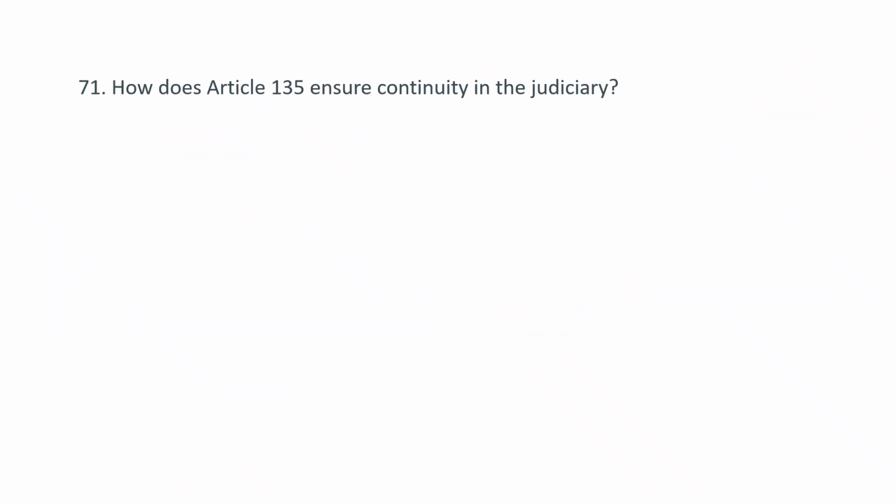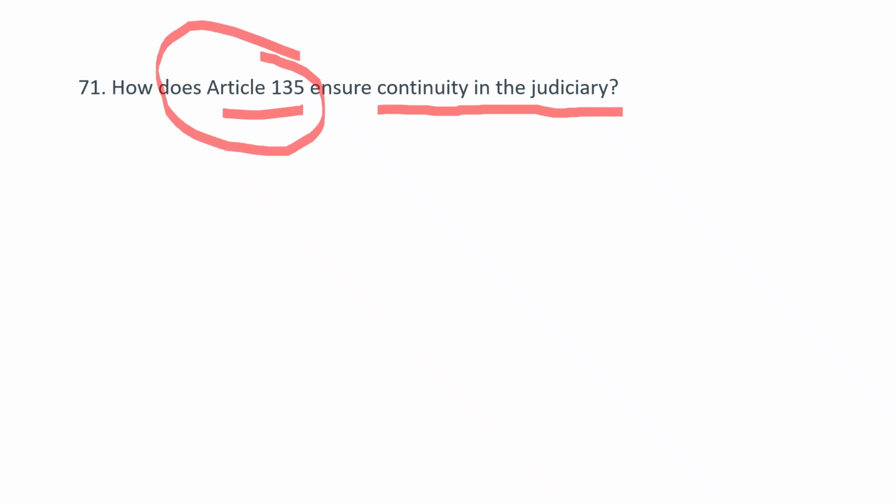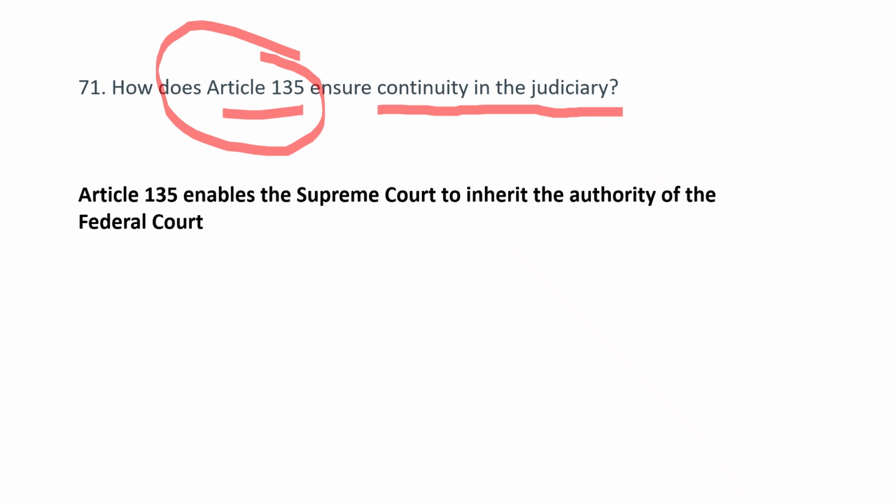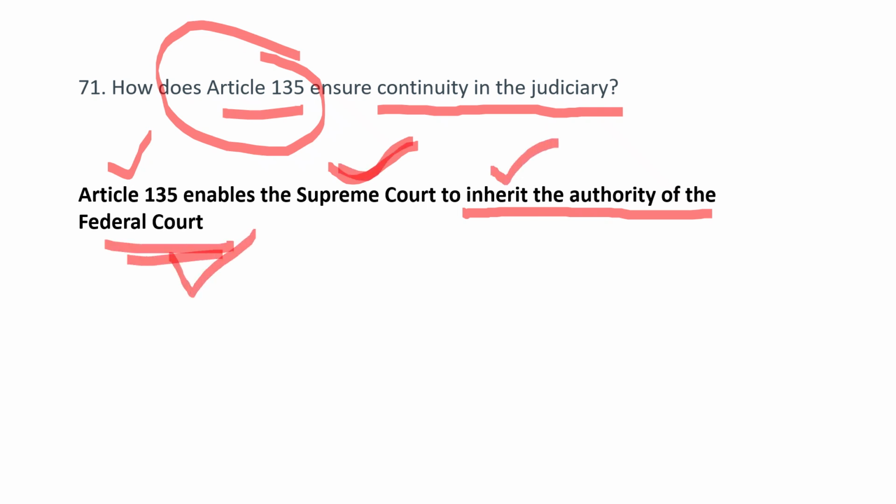How does Article 135 ensure continuity in the judiciary? We are talking about Article 135. Article 135 enables the Supreme Court to inherit the authority of the federal court. Okay, the Supreme Court will inherit the authority of the federal court under Article 135. Okay, next question.